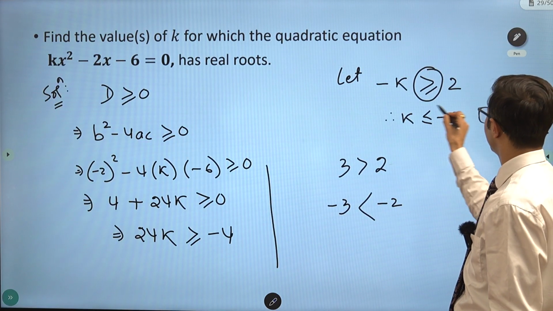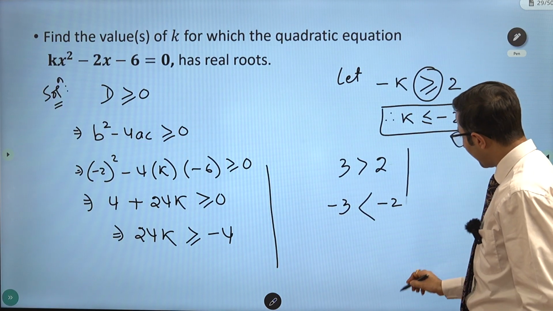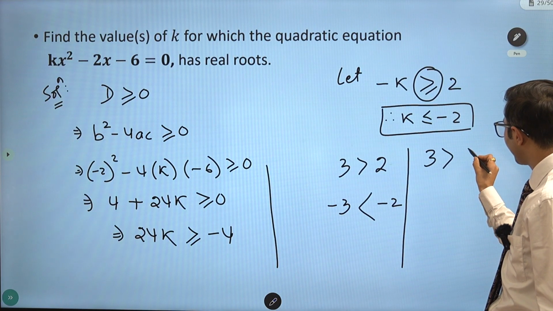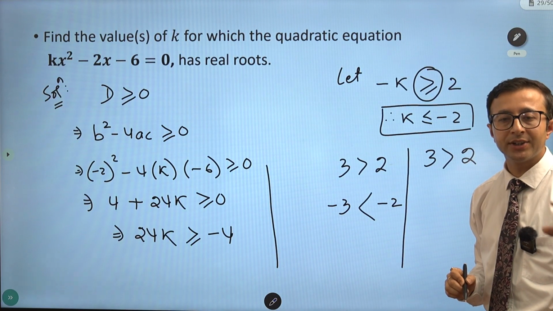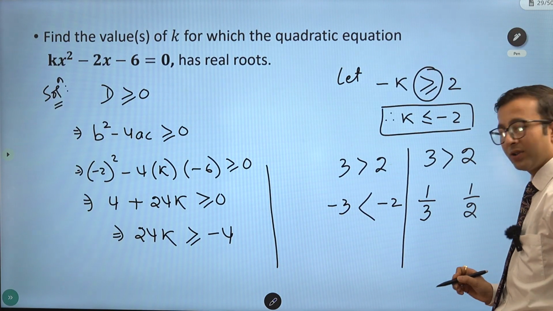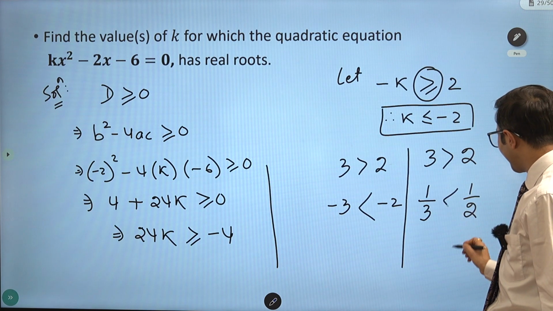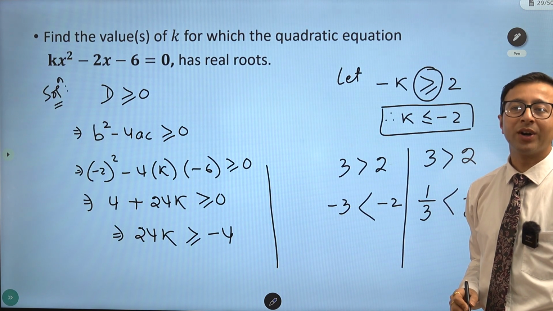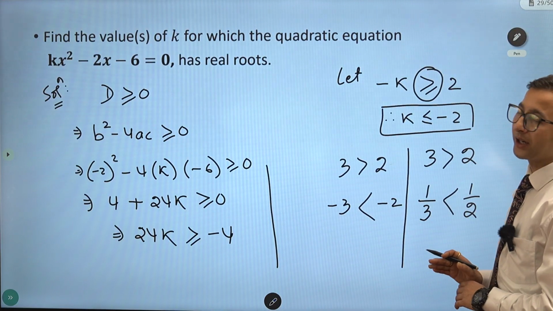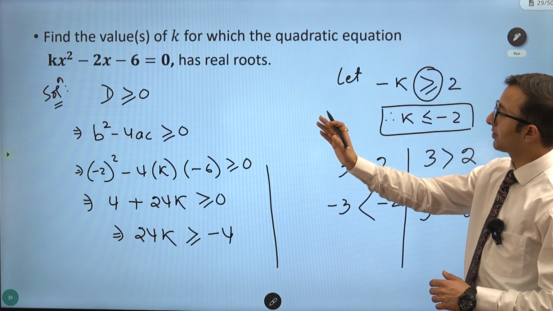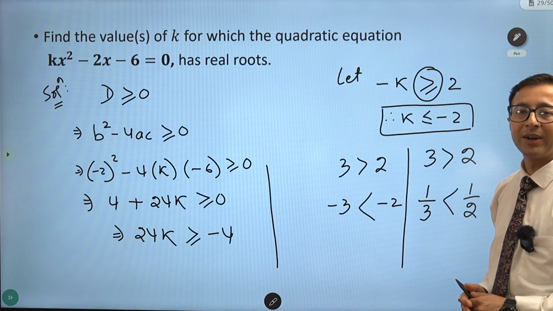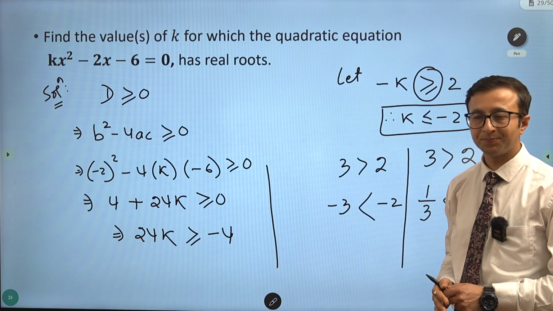That means if you multiply both sides with minus, the inequality will be reversed. So if you multiply both sides with minus, it will be k is less than or equal to minus 2. And another thing, sometimes you may get this one also. You know that here also 3 is greater than 2. We will use the same example. 3 is greater than 2. Is 1 by 3 still greater than 1 by 2? No. If you go with the reciprocal, again the inequality will be reversed. These are the basic things that should be clear to you while solving such problems having inequalities. This is also one of the problems that we have seen in the previous year.